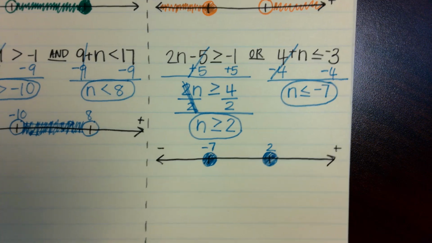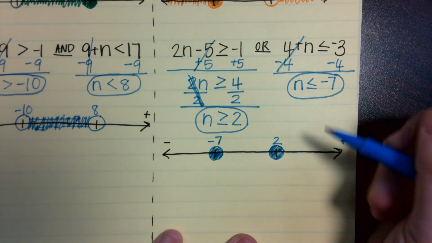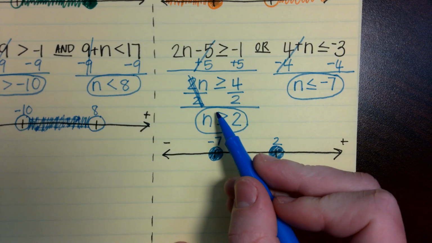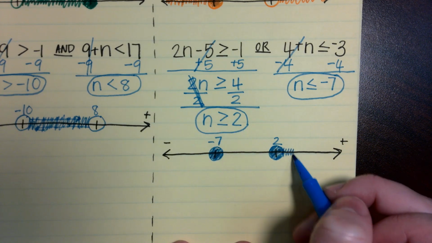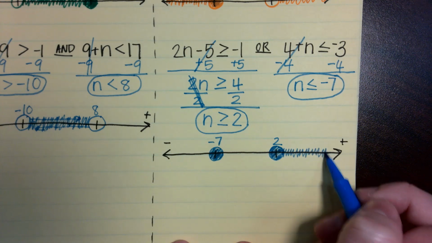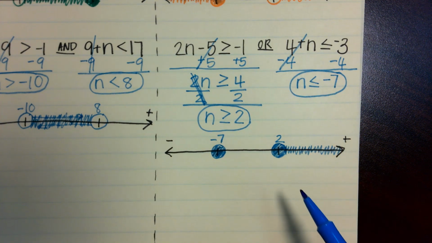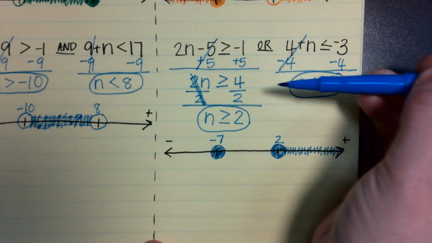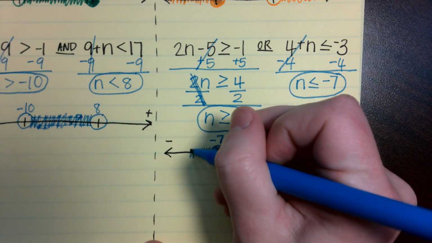All right, and what direction are we shading for both of these? Yes, Penny, outwards. I see n is greater than or equal to 2, so I want to shade anything bigger than 2. And n is less than or equal to -7. So I want to shade where the numbers get smaller, less.